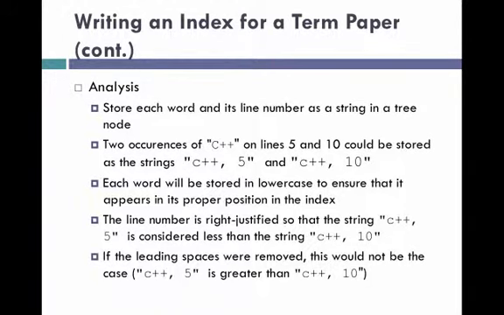Now, to solve this problem, we could store each word and its line number as a string in a tree node, and two occurrences of C++ on lines 5 and 10 would be stored as the following strings. And each word will be stored in lowercase to ensure that it appears in its proper position in the index. And the line number is right justified so that the string C++5 is less than the string C++10. Now, if the leading spaces were removed, this would not be the case. C++5 is greater than C++10.